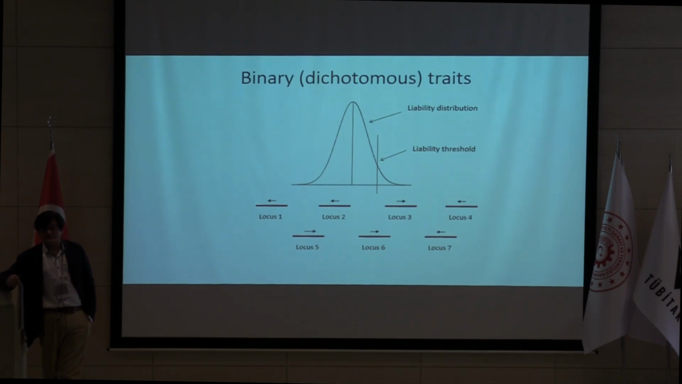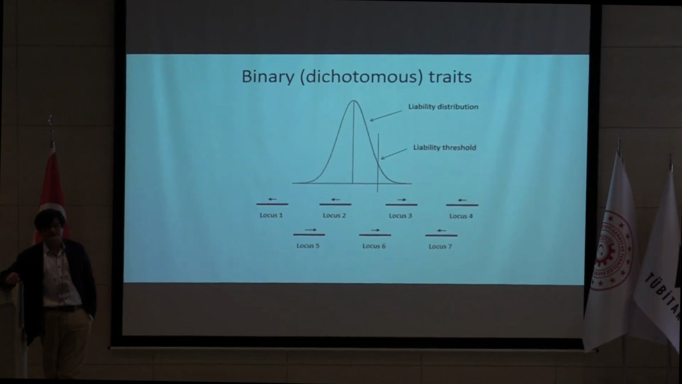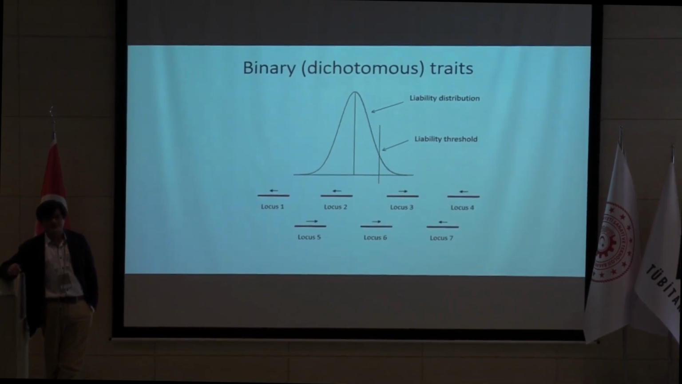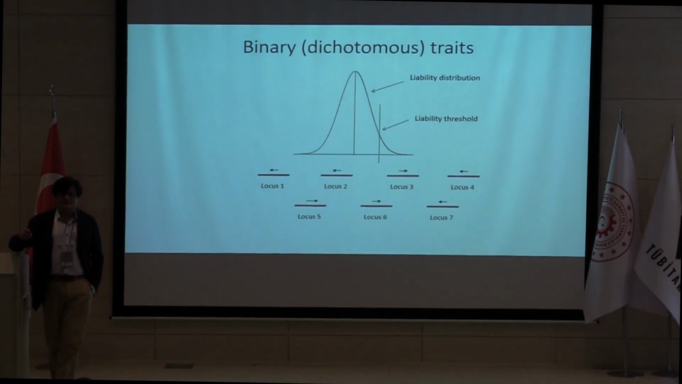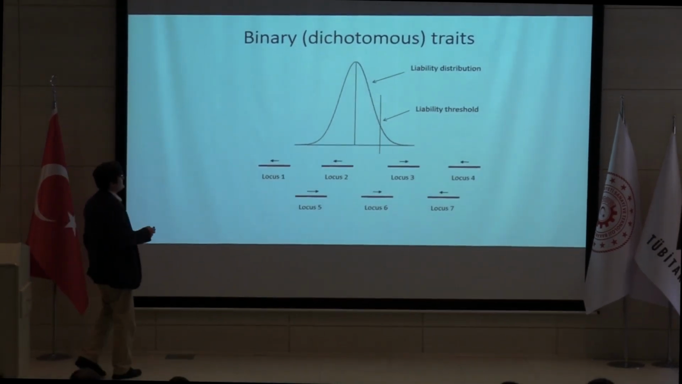Do we have any guess? Do we know? Guys, do you know how many loci underlie different traits, or should we go slower? Maybe I keep talking about history, and then we'll come to that section.